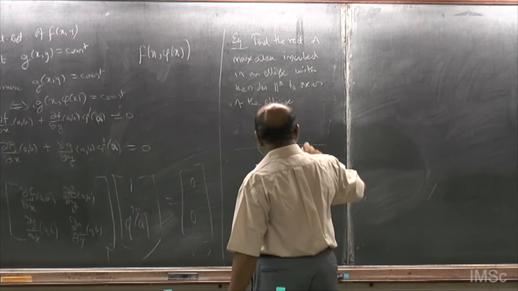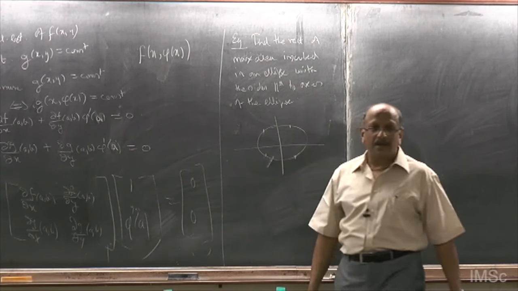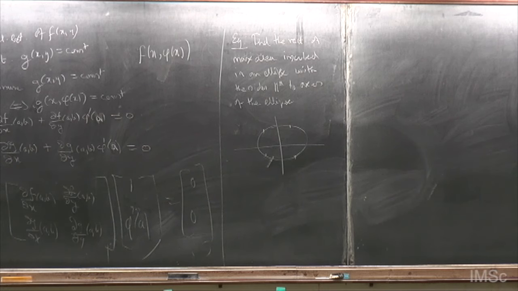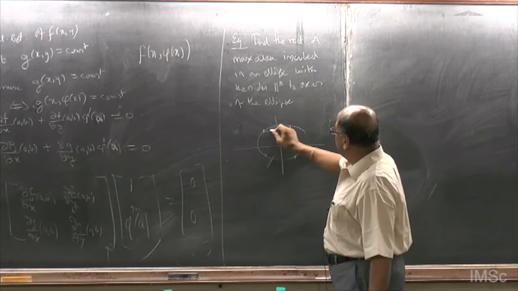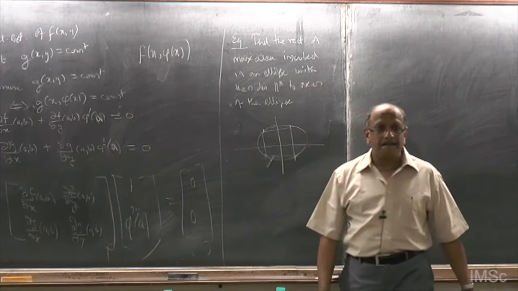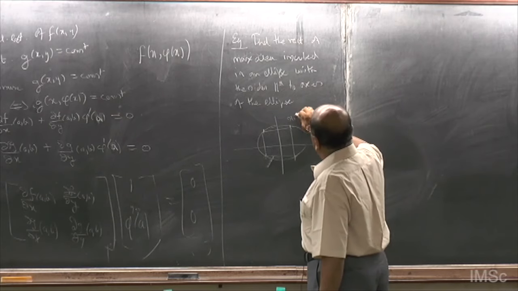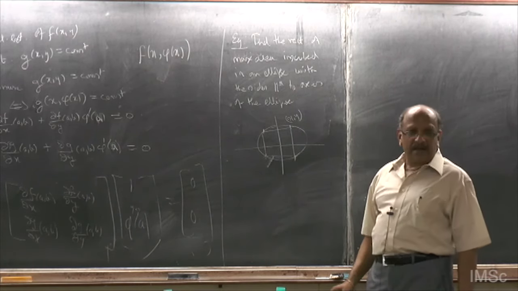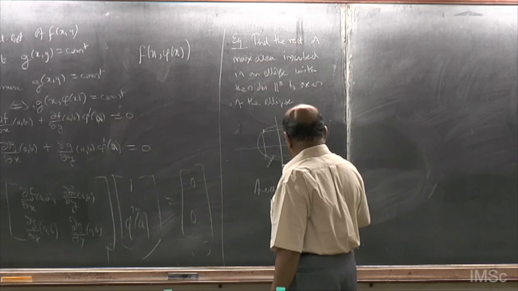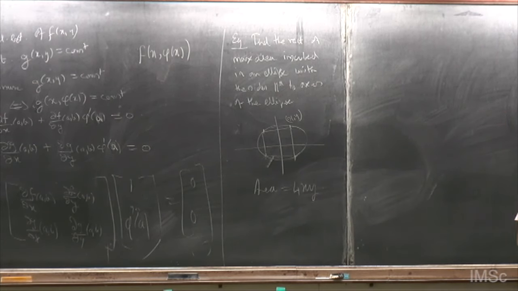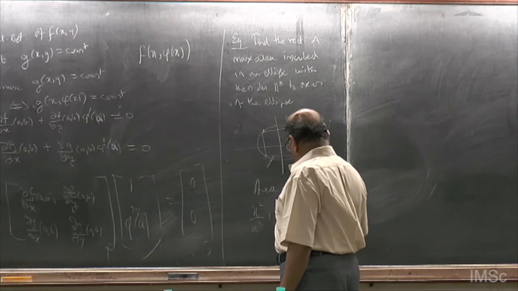So, I have an ellipse here. I need the 4 corners of the rectangle to be on the ellipse and the sides should be parallel to the axes. That means these 4 points must be symmetric to each other because they should be bisected by the axes. So, if this point is x comma y, what is the area of the rectangle? It is 4 times this area, so it is 4xy. And x and y should lie on the ellipse, so you have x squared by a squared plus y squared by b squared equal to 1.